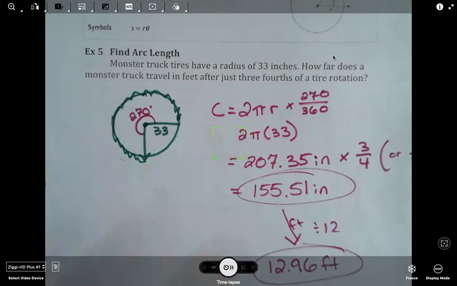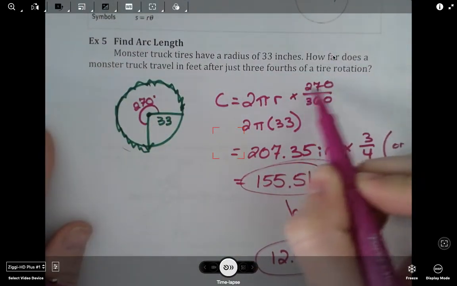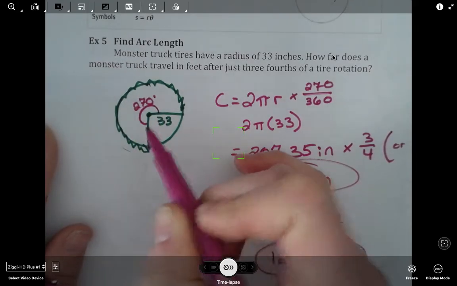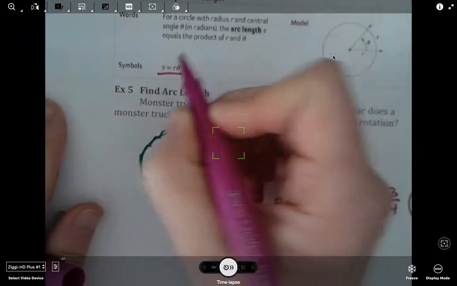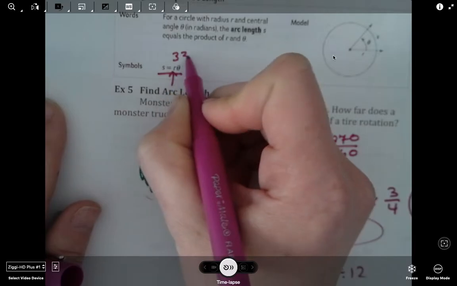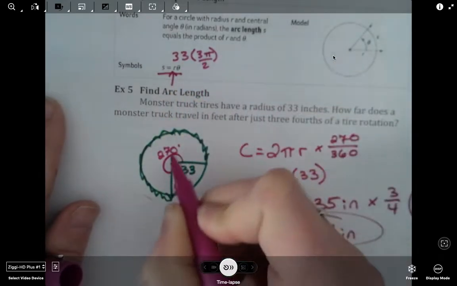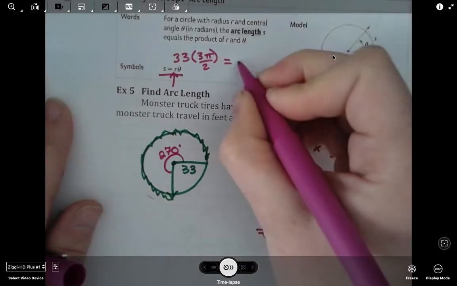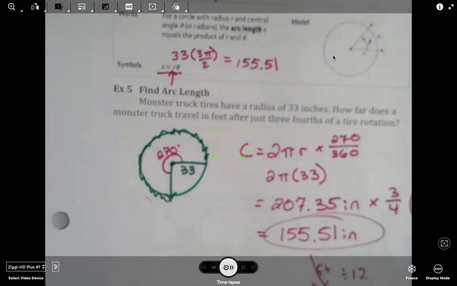Okay, so hold on just a second. If you already know the radians, for the formula up here, they make it a little bit easier, and all you have to do is take the radius, which is 33, and you multiply by 3 pi over 2, which is what 270 degrees is. If you do that, you should get the 155.51. And that will get you the answer just a little bit faster.